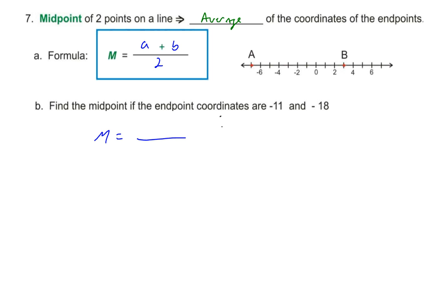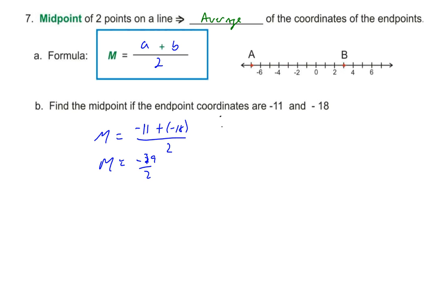Hey, it doesn't say which one is A and B. Can't do the problem. I'm stuck. All right, it doesn't matter which one's A and which one's B. You have 2 points. One's -11, the other's -18, divided by 2. And when you're done, you're going to find that the coordinate of this midpoint is -29/2, which is -14.5. That would exactly be the case. You're just adding -11 plus -18 divided by 2.